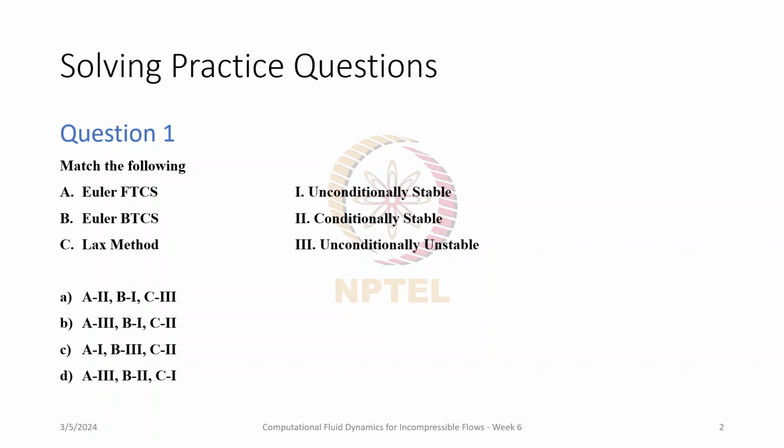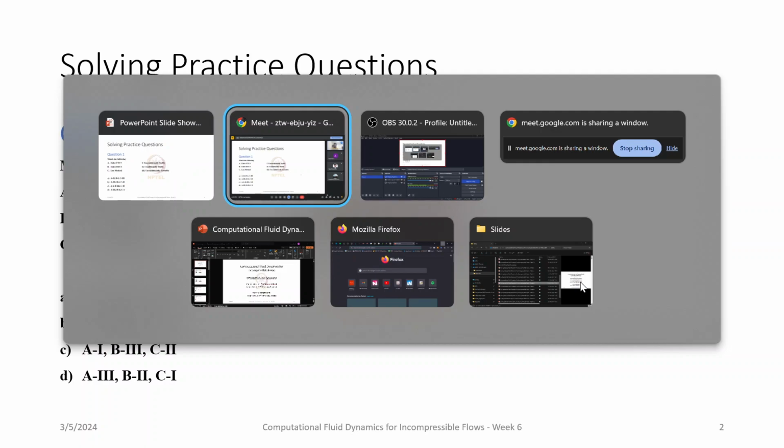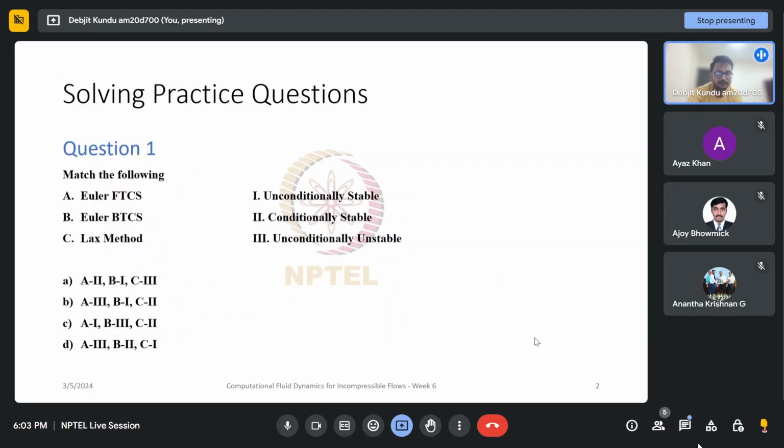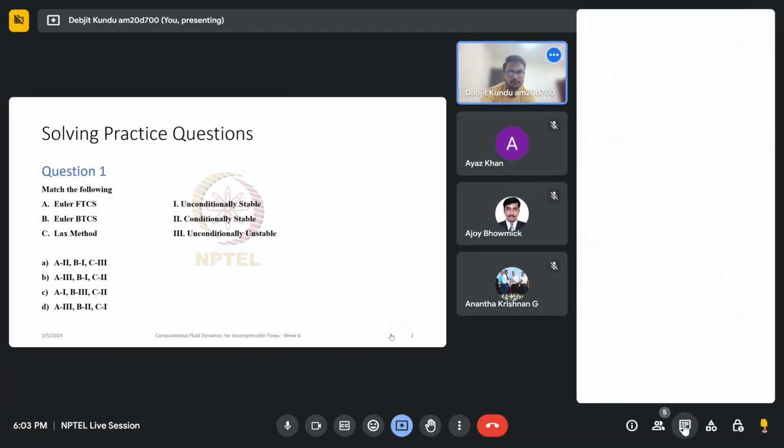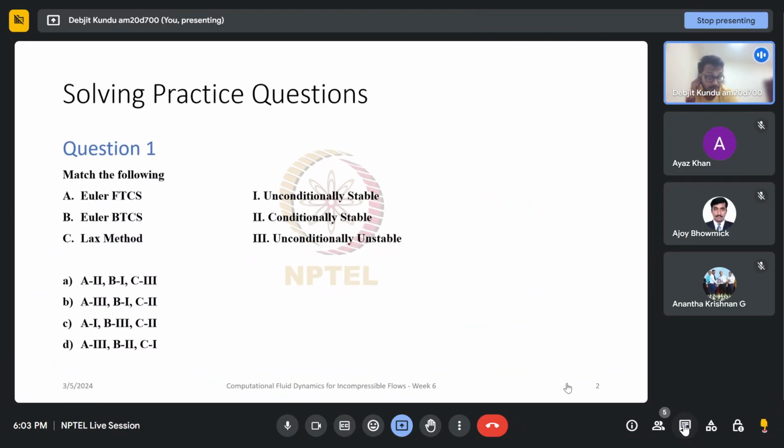So take your time, try to figure out the correct combination, and once you have done so, you can type it in the chat box or you can unmute and answer as well, however you feel comfortable. And throughout this session, if you have any questions whatsoever, please do not hesitate to ask them. Okay. All right. So let's have a look. I think we have a quick response, and that's in favor of option A, that is A2B1C3. Let's see what others have to say.